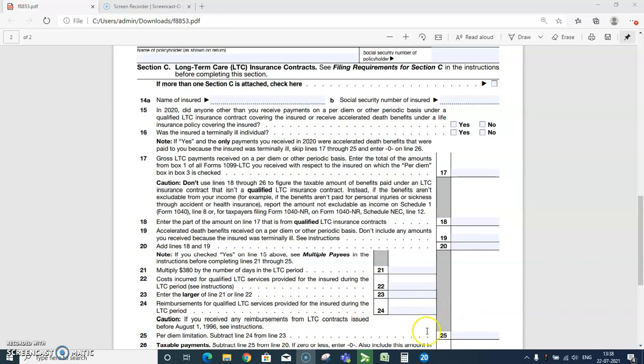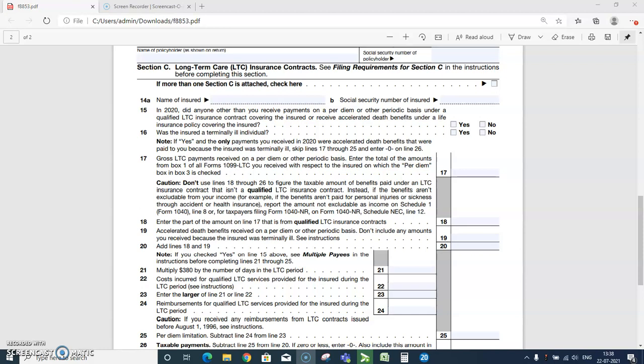Chronically ill individual. A chronically ill individual is someone who has been certified at least annually by a licensed health care practitioner as being unable to perform at least two activities of daily living: eating, toileting, transferring, bathing, dressing, or continence, without substantial assistance from another individual for at least 90 days, due to a loss of functional capacity, or requiring substantial supervision to protect the individual from threats to health and safety due to severe cognitive impairment. An individual must have been certified within the past 12 months as meeting this condition.